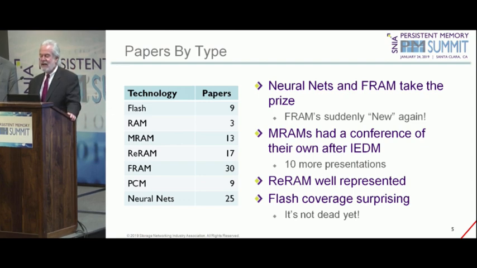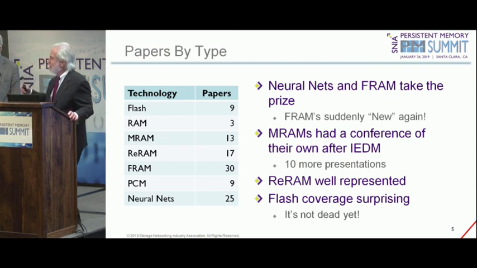So I say neural nets and FRAM take the prize for the number of papers. MRAM had its own conference, so they had 10 more presentations there. It brings its number up, but still not quite up as high as FRAM. Resistive RAM was well represented, and I was surprised at how much flash coverage there was. But Tom will talk about another show that he went to, a couple of shows after that.